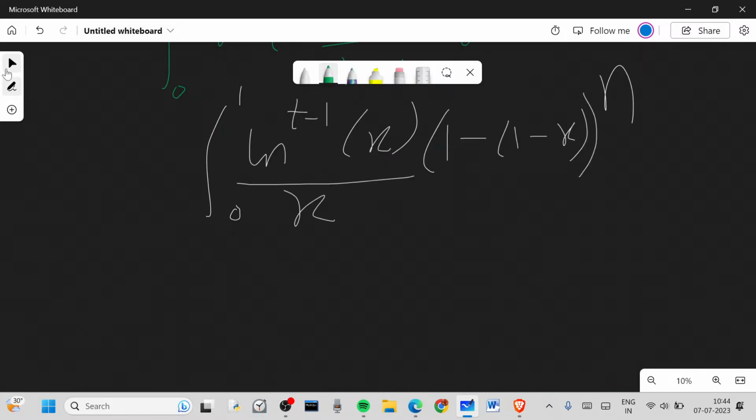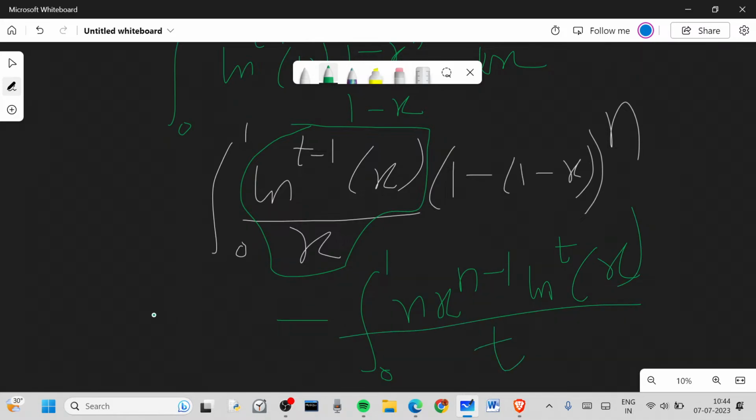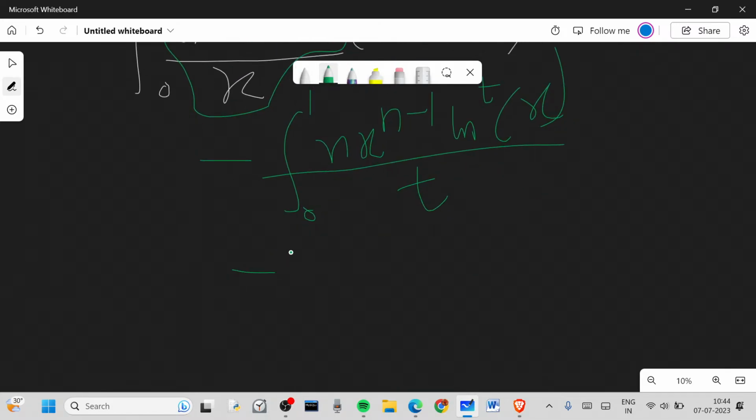Okay. Now again on the same idea, we can integrate this thing, applying integration by parts by integrating this and differentiating this. Again, the first term would be 0 as I proved earlier. It's minus, you can see, minus of parts. Its derivative is n x to the n minus 1, and its integral is ln t x by t. Okay, and pulling it outside, minus n by t, we got psi t, right?